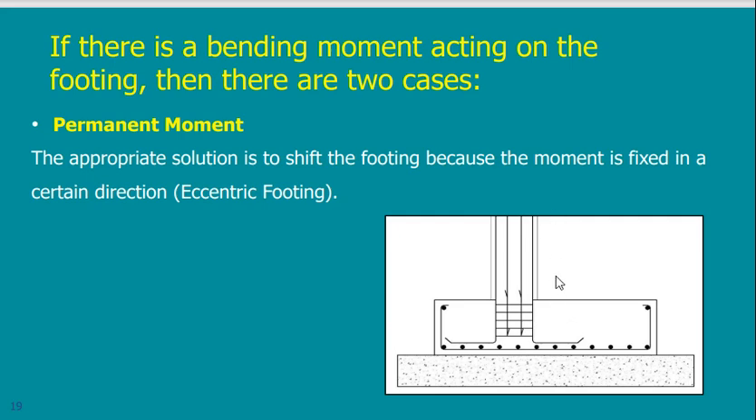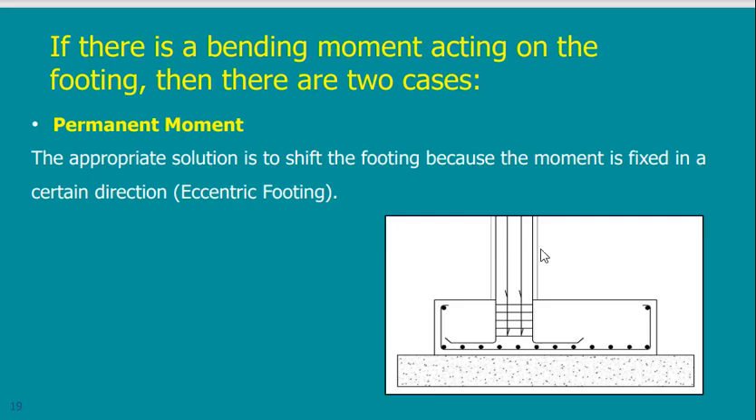What happened? We shifted the column here. By shifting the column, this column caused additional moment on this footing. What is the value of this additional moment? The value of the P, which is the load of this column, multiplied by a horizontal distance, which is the distance from here to there. This is the additional moment that I have induced.